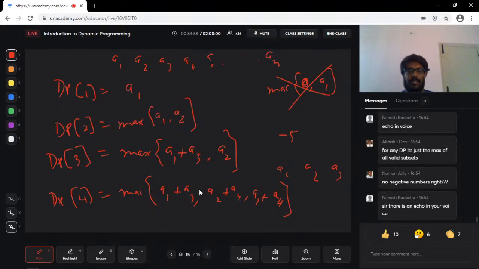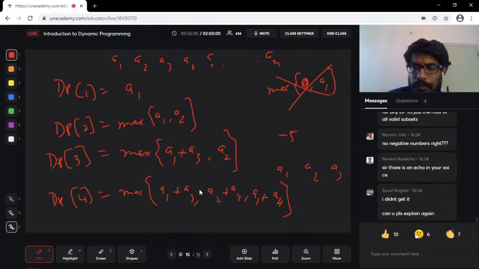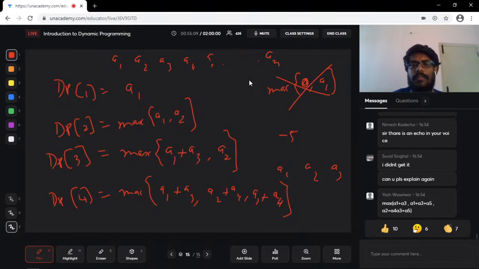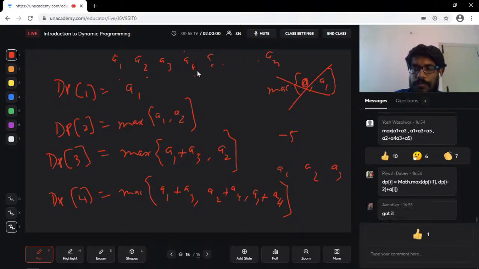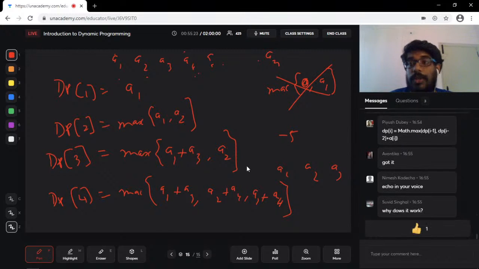Yeah, there are no negative numbers. So dp of 4 is just, if I have a1, a2, a3, a4, I either pick a1 and a3, or a2 and a4, or a1 and a4. You can see that nothing else will be valid. These are the only valid subsets. Yeah, cool. But of course, just doing this manually is totally useless.